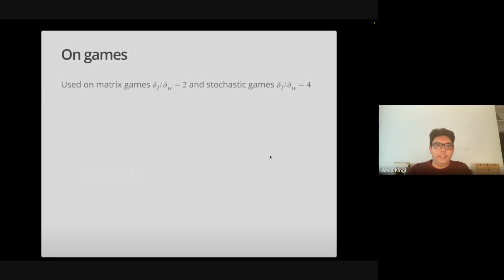And they put it in place. They tried different values, so the ratio between winning delta and losing delta. Of course, we always want to speed up when we're losing. How much we speed up, that is a hyperparameter. And they said on matrix games, so they don't traverse a deep state level system, you can get away with smaller values. And for stochastic games, so we have more than one state, you have larger values.